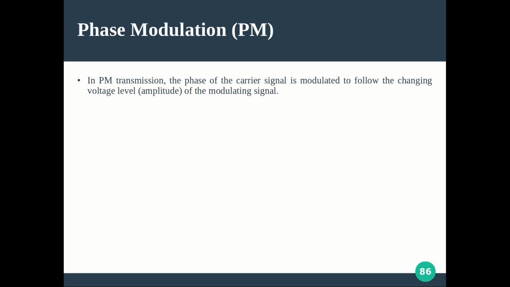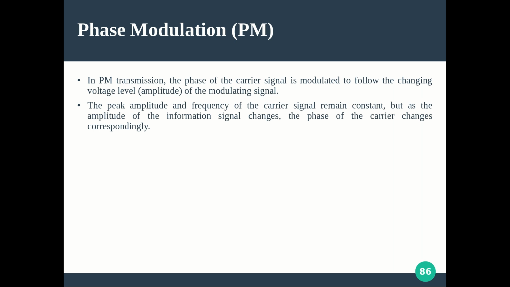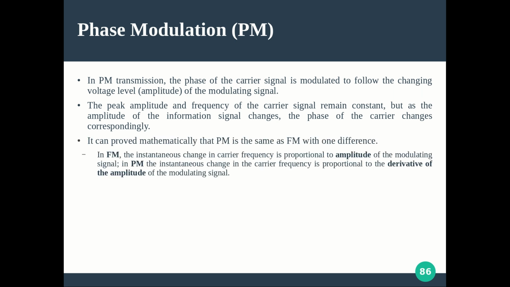So in phase modulation, by definition, the phase of the carrier signal is modulated to follow the change in voltage level of the modulating signal. The peak amplitude and frequency of course remain constant, but as the amplitude of the information changes, only the phase of the carrier signal is changed. But we need a gradual change, not like a digital signal, okay. Here it is continuous amplitude that we have as input.